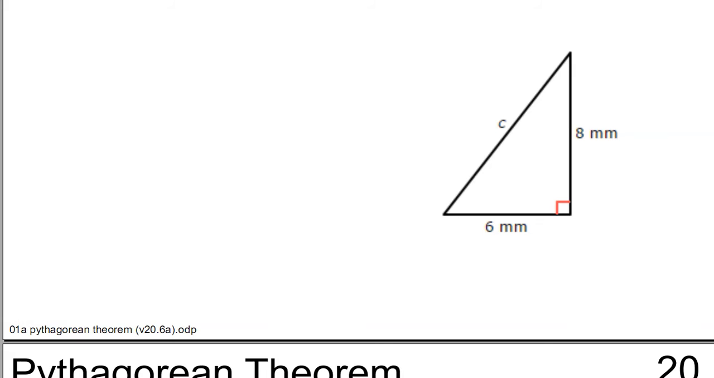Okay, let's do this one. Notice I'm looking for the big side. I'm looking for a hypotenuse. I have a leg and a leg, so this is going to be a square-square add. So it's going to be 8 squared, which is 64, plus 6 squared, which is 36. Add them together, I get 100. Take the square root of that, I get 10.